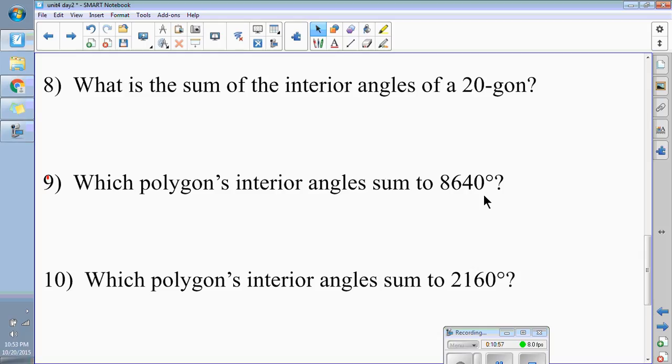I mean, obviously, the exteriors are going to add up to 360, but that doesn't help because we don't know what one of them is, and we don't know anything about the exteriors. So, in this case, what we're going to do is use that idea with the triangles.